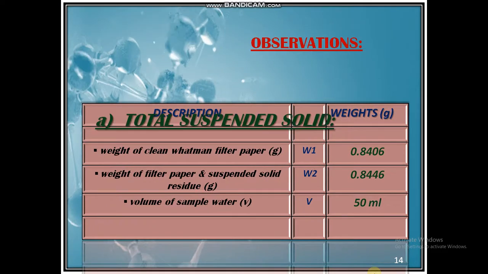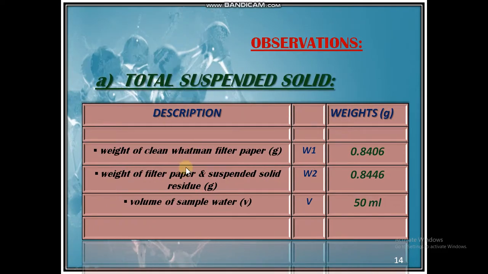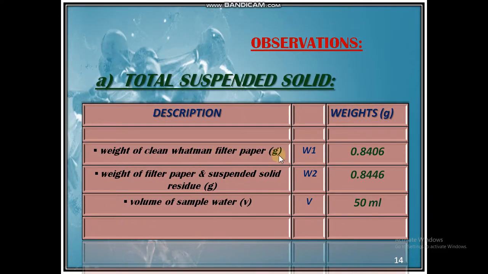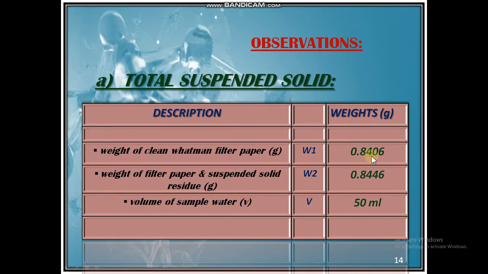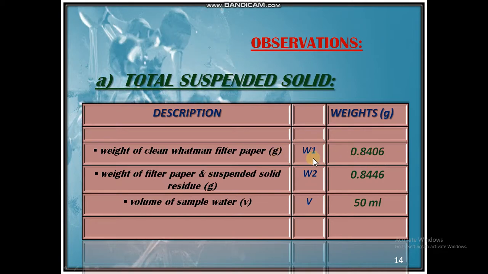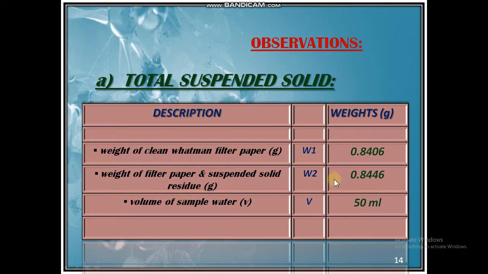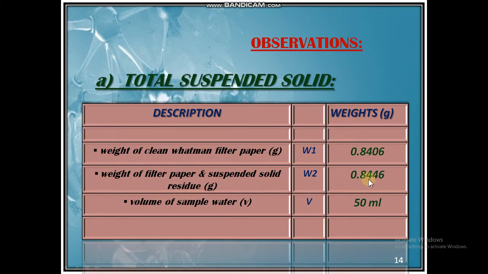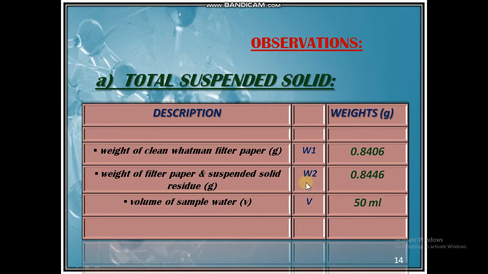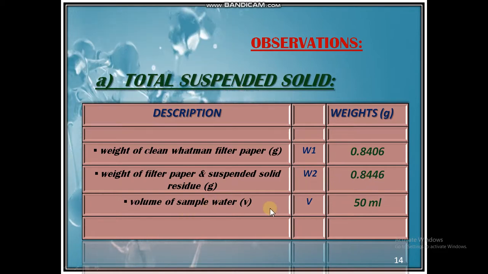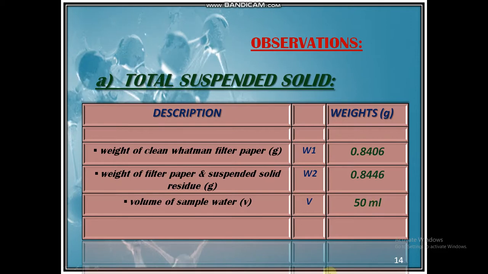Observation data collected for the total suspended solids. Weight of clean Whatman filter paper obtained is 0.8406 gram, denoted by W1, while the weight of filter paper and suspended solids residues is obtained as 0.8446 gram, denoted by W2. Volume of water sample taken is 50 ml.